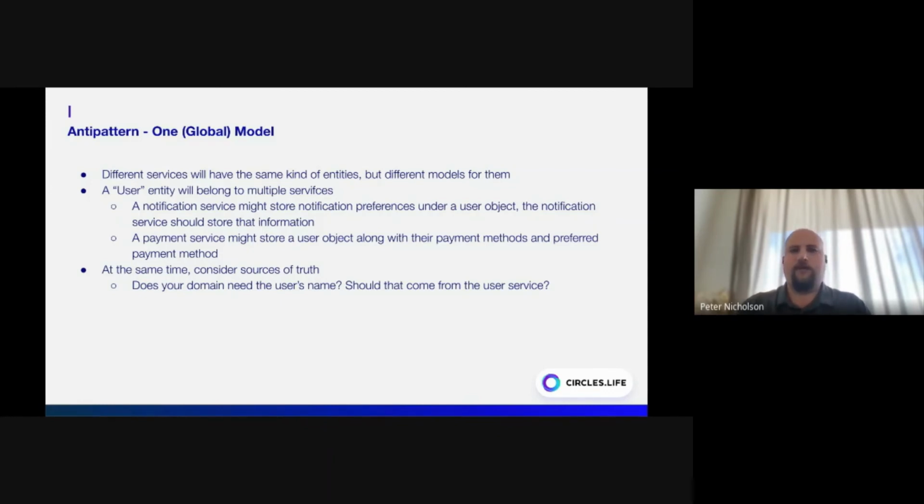At the same time, you do want to consider source of truth. For instance, in this user example, does your service need the user's name? Should we be getting that from the user service, or should I be populating it myself somehow? Right? Those are the kind of conversations and things we need to think about.